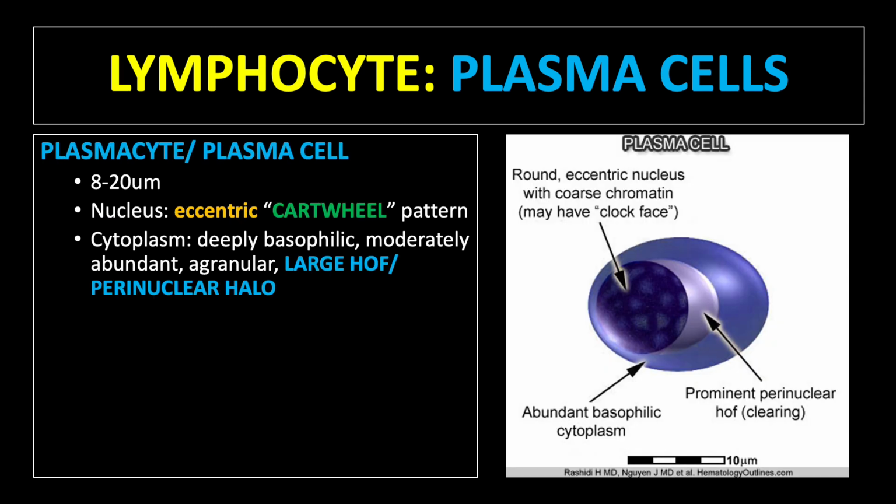Now we go to your plasma cells, or what we call the plasmacyte. Again, emphasis on the eccentric cartwheel pattern appearance of the nucleus with large HOF or perinuclear halo. As you can see in the image, yan, di ba, may nucleus siya, and then beside it is your prominent perinuclear halo or your HOF, which means clearing lang siya. Parang distinct structure siya compared to your cytoplasm. So, madali lang siya matandaan or makita sa peripheral blood smear.